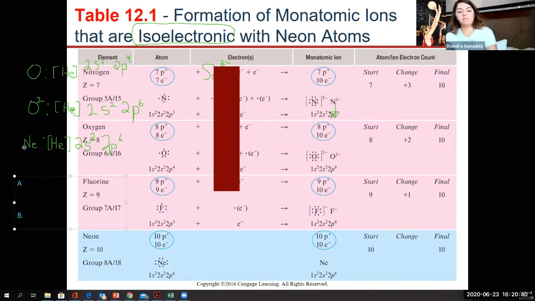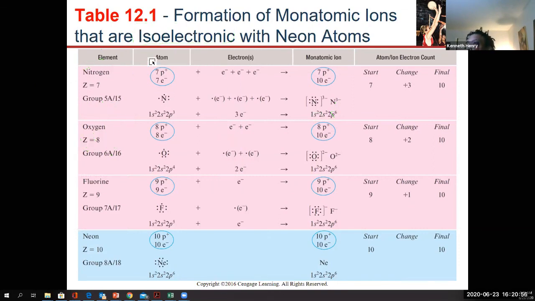And so this basically shows you that once we form ions with all of these elements that want to be like neon, they're going to have the same electron configuration as neon. So I'm going to clear it. Okay, so let's move on.